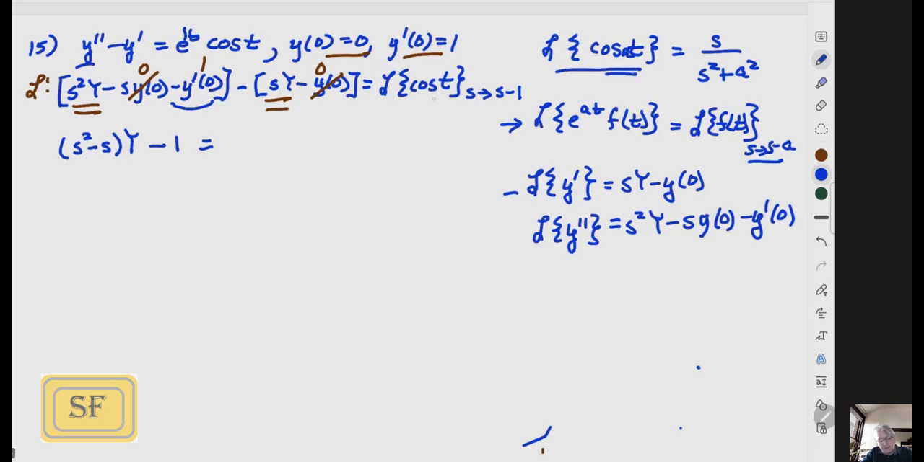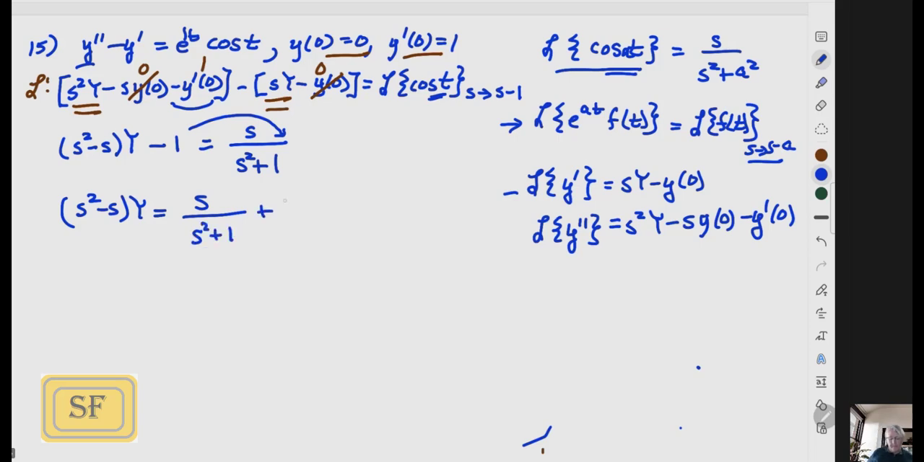And on the right side of the equation, the Laplace of cosine of at is here. I have the cosine of t. So a is 1. That's going to give me s over s squared plus 1. I'm going to solve for y. So I'm going to bring that 1 over. That'll give me s squared minus s times y equals s over s squared plus 1, and then plus 1.